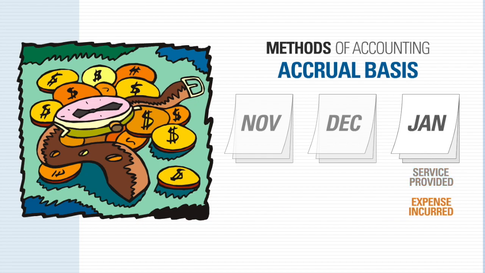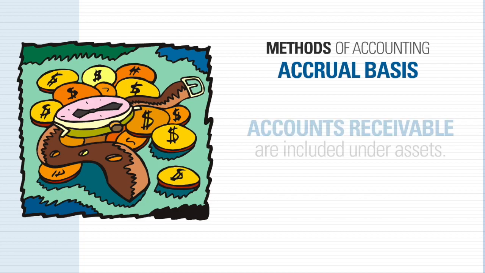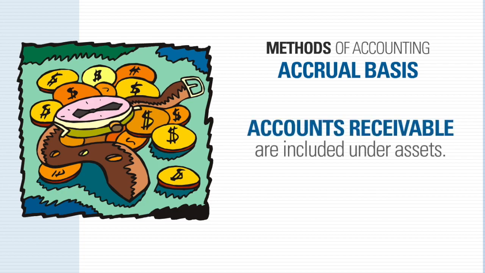In addition, if expenses are incurred in January to generate revenue in January, then those expenses should be matched to that period as well, not when cash is actually disbursed for those expenses. With the accrual method, accounts receivable are included in the assets section of the balance sheet because the revenues have been earned and reported during the period.